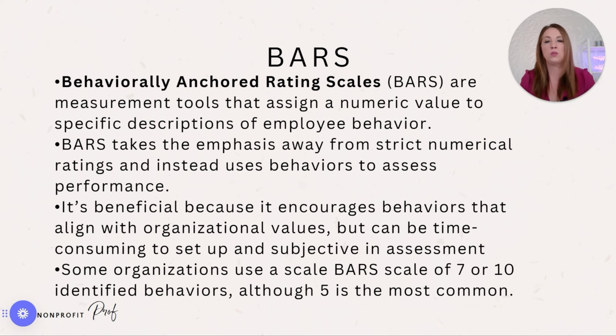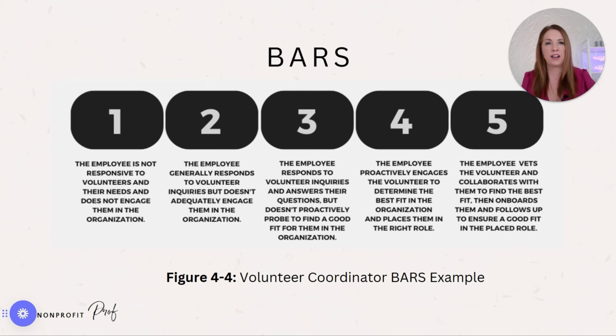Some organizations use a BARS scale of 7 to 10 identified behaviors. So they'll identify 7 to 10 behaviors and they'll use the BARS to measure the employee performance on those behaviors. 7 to 10 is kind of a lot, so 5 generally tends to be the most common. Here's an example of a 5-point BARS scale. So you'll see here 5 specific behaviors articulated, and at the end of the year, that employee will be assessed on how they fit within these 5 categories of behaviors.